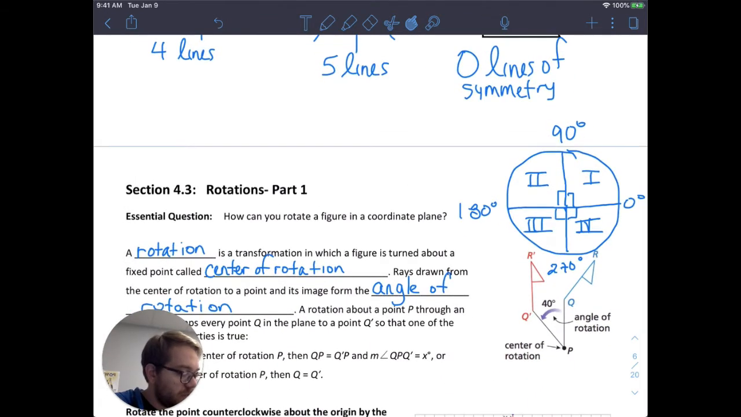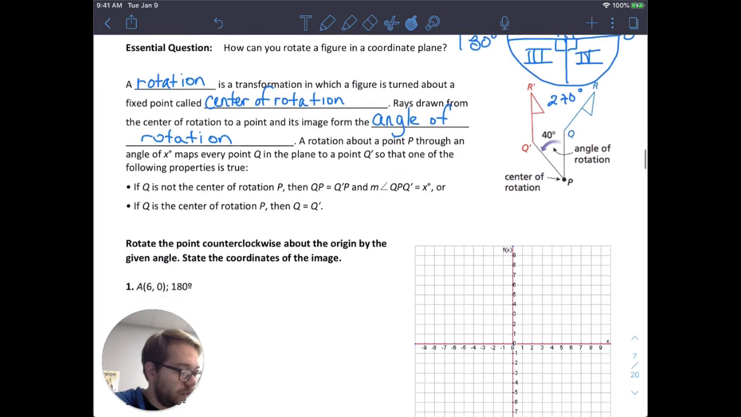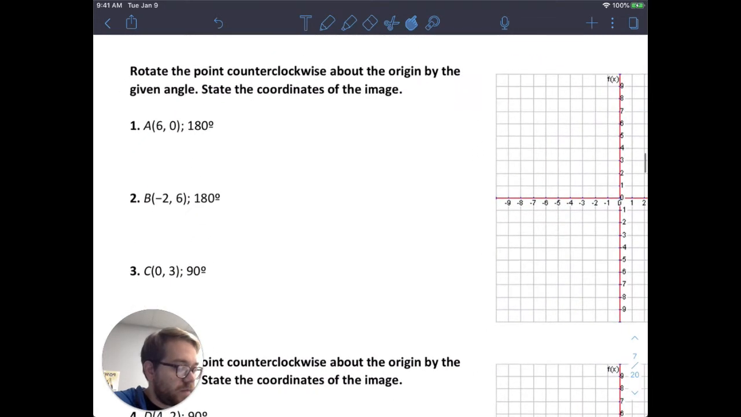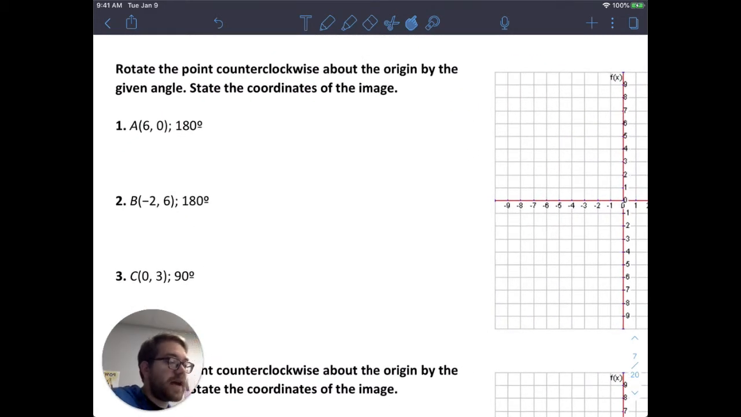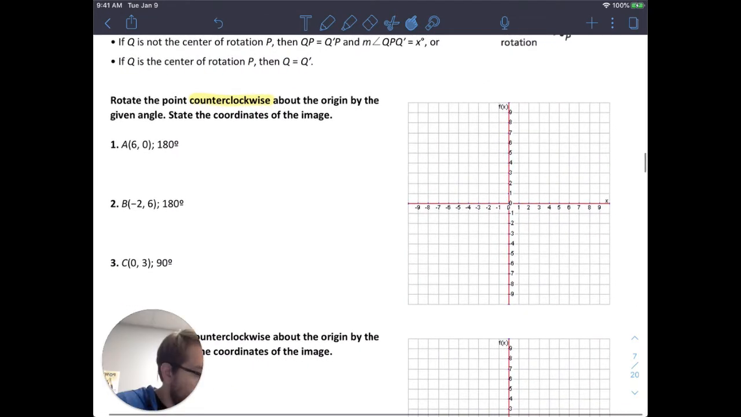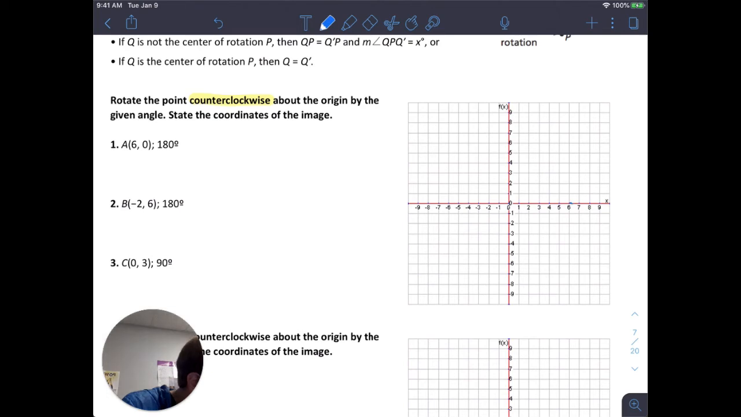All right, so let's look at some examples of rotating these figures. So we're going to rotate each of these points counterclockwise. Notice that it says counterclockwise about the origin by the given angle, and we'll state the coordinates for that image. So the first one, A, we're told is at 6, 0. So that's right here. That's right on the x-axis. And we're going to rotate it 180 degrees.